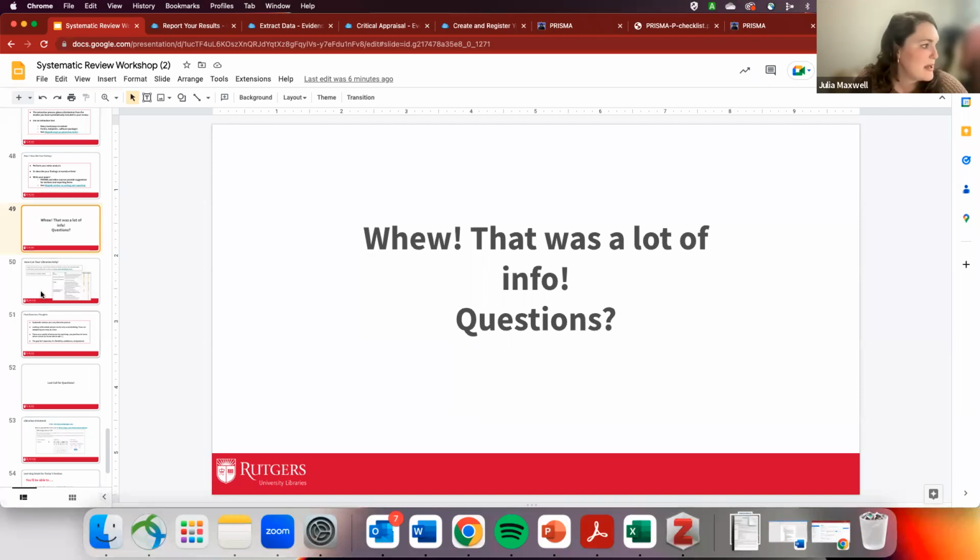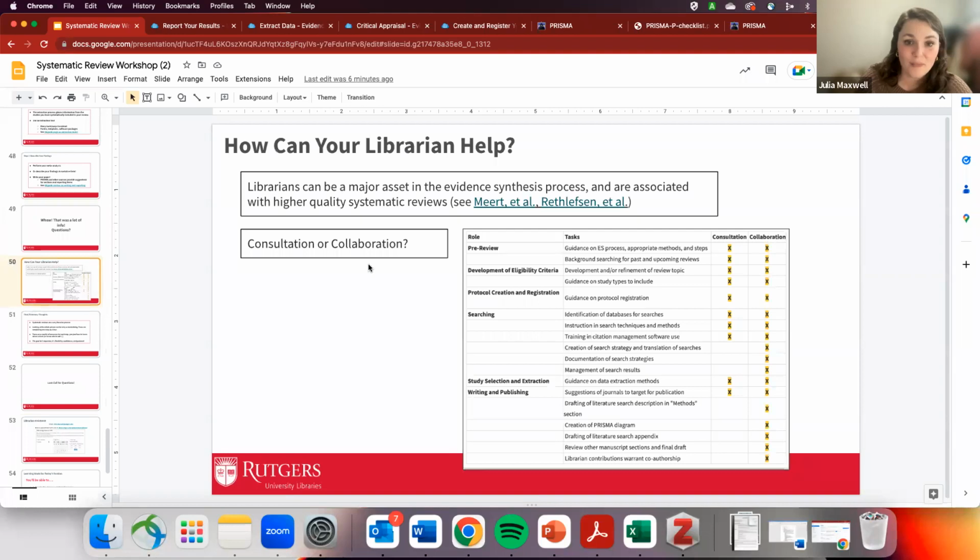Just real quick before we wrap up, I have a quick slide about how I can help. This is also on the LibGuide, but I like to highlight it. Librarians, hopefully as you've seen, can be a pretty big asset to your review. They're associated with higher quality systematic reviews across a couple of different publications. So I can be a consultant on your review, which means I advise, teach, and point you in the right direction. I'm also open to co-authorship in that realm.